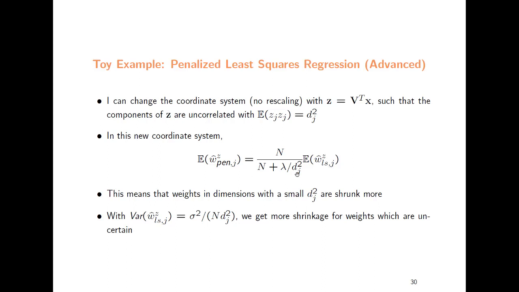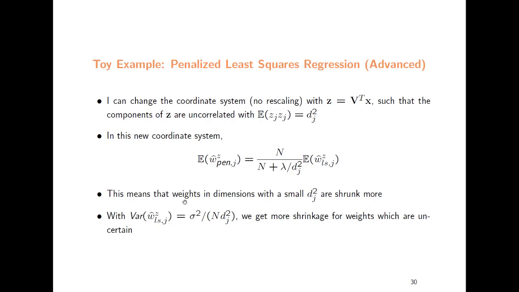So not every parameter is reduced by the same percentage. Not the parameters which are smaller, but the ones where this d_j squared is smaller will be reduced more, because then lambda divided by this factor will be larger. And so this means that weights and dimensions of the small d_j squared are shrunk more.